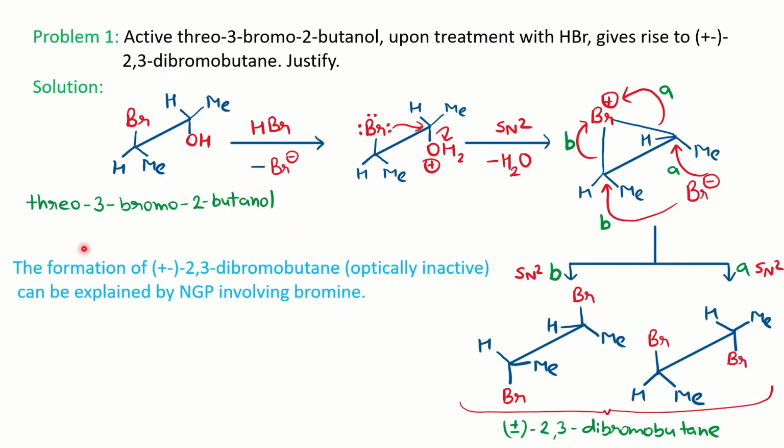Okay, so the formation of this, which is optically inactive, can be explained by NGP involving the bromine only. If you have only SN2 mechanism, then you will have the inverted configuration, right? You will have only one enantiomer, which is inverted configuration. So we can prove that the mechanism has gone through with NGP.